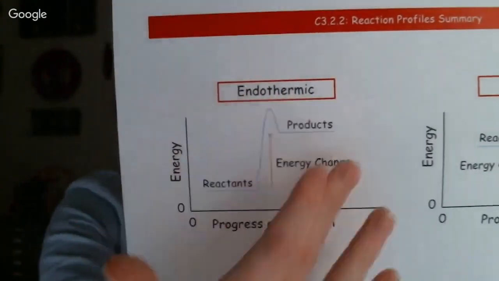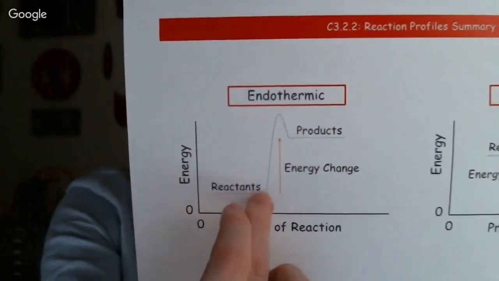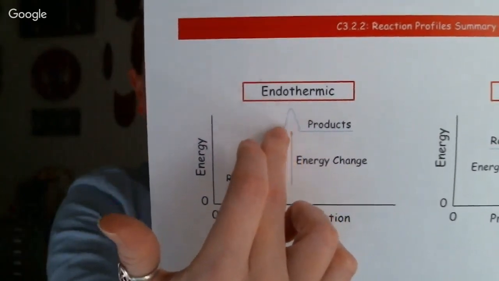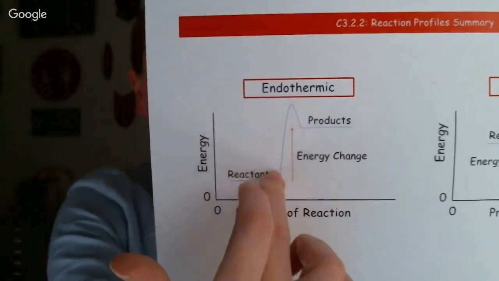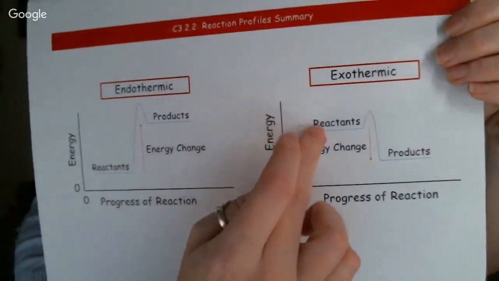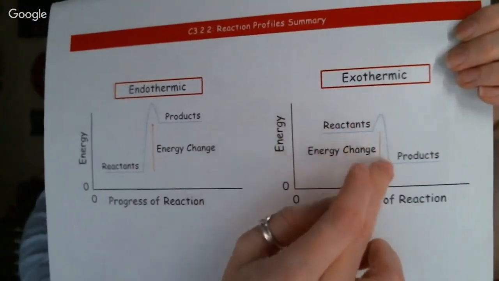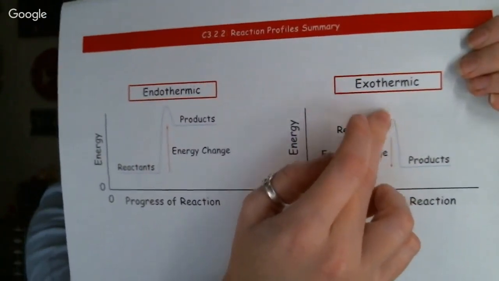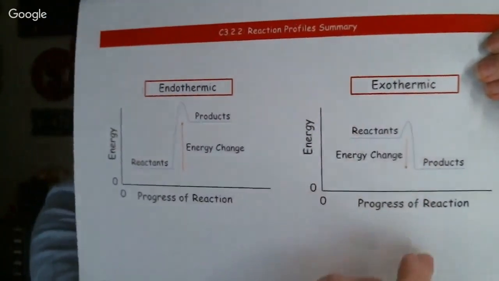Okay, so this is a reaction profile. So we've got the energy in our reactants, the energy in our products, and then the energy change is the difference between them. And on the other side, same thing, except we can see the reactants have more energy than the products. And that little humpy bit there, that's the activation energy. So that's the energy we have to put in order to make the reaction take place in the first instance.